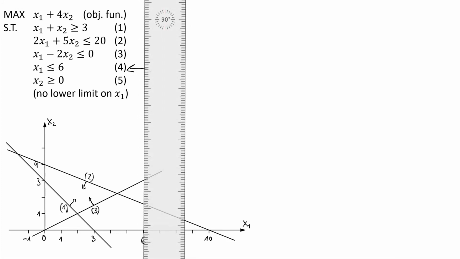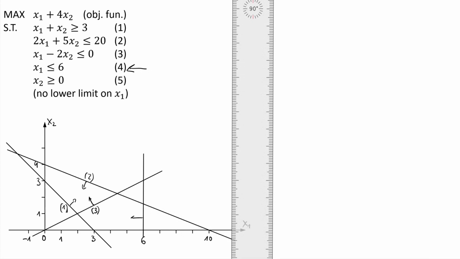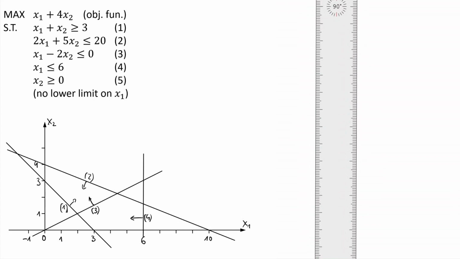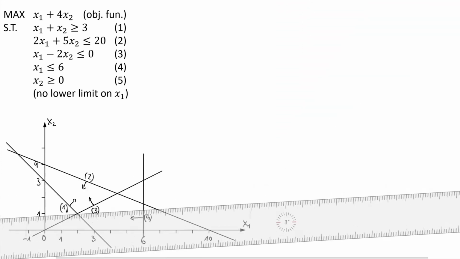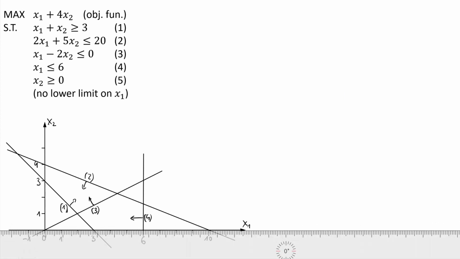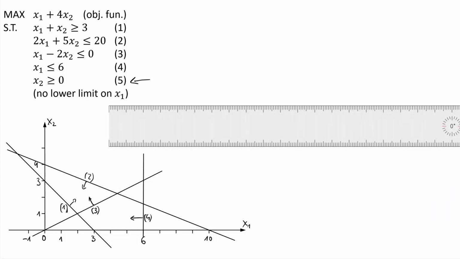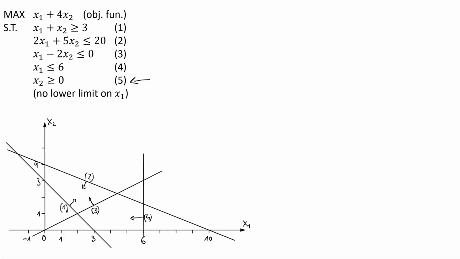So we need to go to x1 equals 6, which is here, and less will be to the left of it. So that's constraint number 4. And 5 is simple, we don't even have to draw anything, because 5 is the horizontal line, right? And the points above this line, x2 greater than or equal to 0, are on the x1 axis and above. So now I can say the points that are feasible are above the x1 axis. That is constraint number 5.